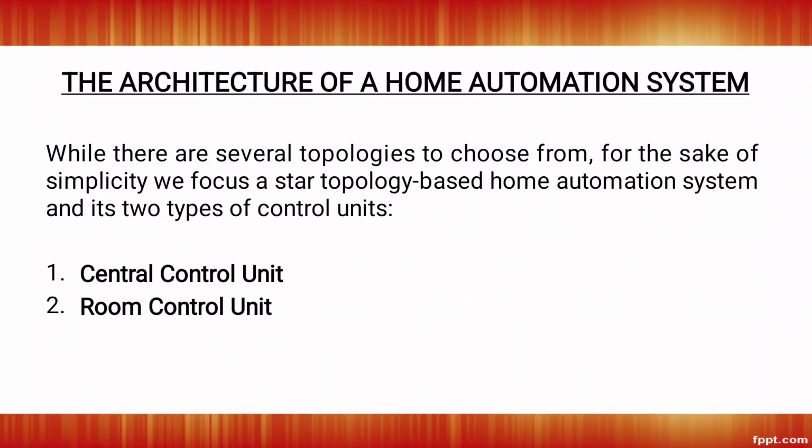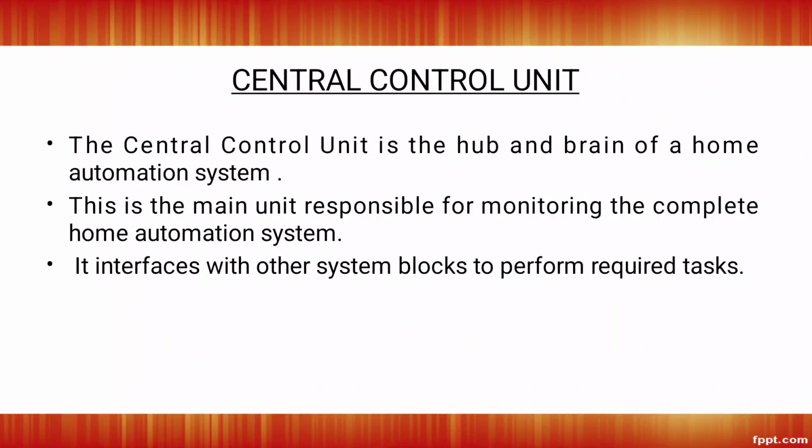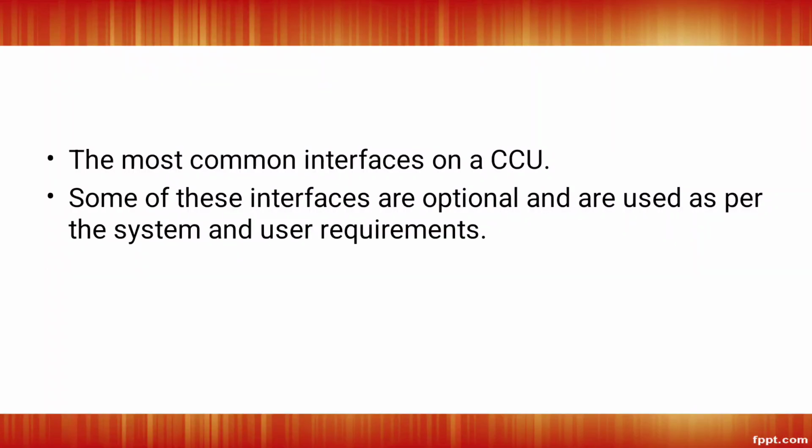Next is the architecture of a home automation system. We have two units: central control unit and room control unit. First is the central control unit. The central control unit is the hub and brain of home automation. This is the main unit responsible for monitoring the complete home automation system. It interfaces with the other blocks to perform required tasks. The most common interfaces are on a CCU. Some of these interfaces are optional and are used as per the system and user requirements.